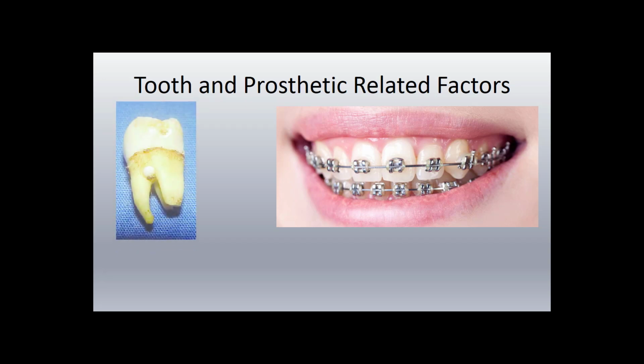This extracted tooth has an enamel pearl. That's a tooth-related factor that could cause some localized loss of periodontium in that area.